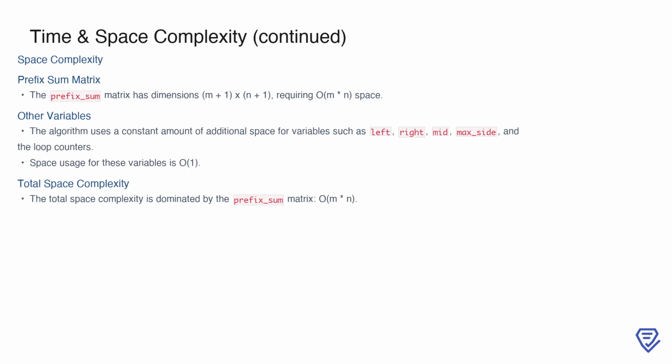Shifting to space complexity, the main contributor is the prefix sum matrix. This matrix has dimensions (m + 1) by (n + 1) to handle edge cases during some calculations, which requires O(m * n) space. Beyond this, the algorithm uses a few additional variables such as left, right, mid, max_side, and counters for the loops. These variables occupy a constant amount of memory, which is O(1). Since the space required for the prefix sum matrix dominates, the overall space complexity of the algorithm is O(m * n). This efficient use of space ensures that the algorithm scales well even for larger matrices.